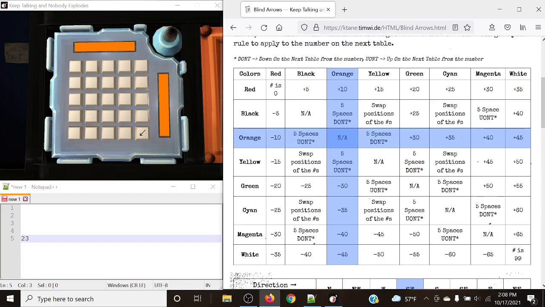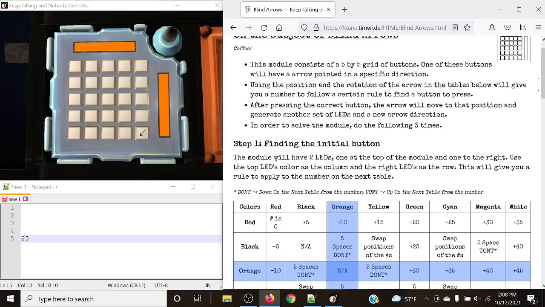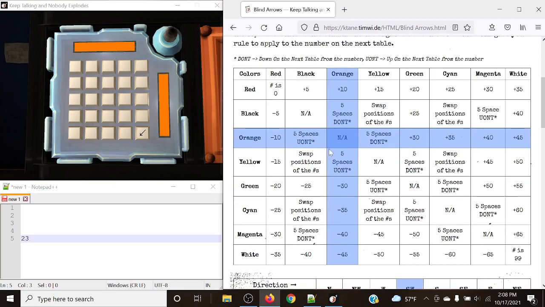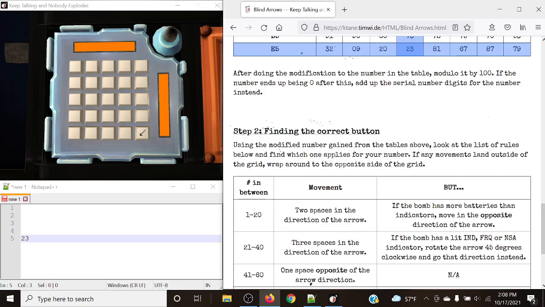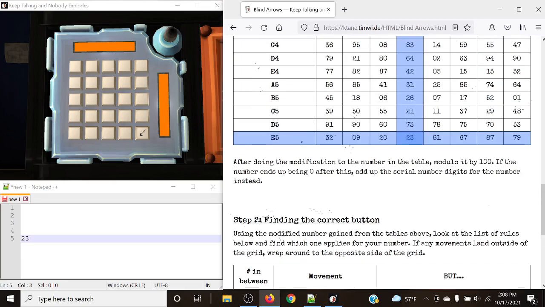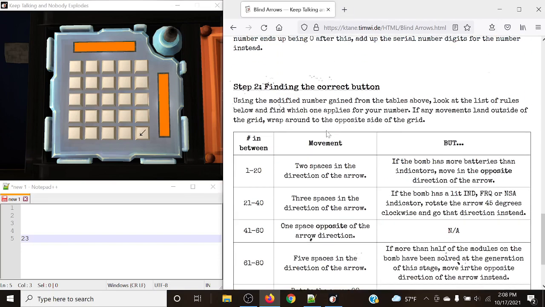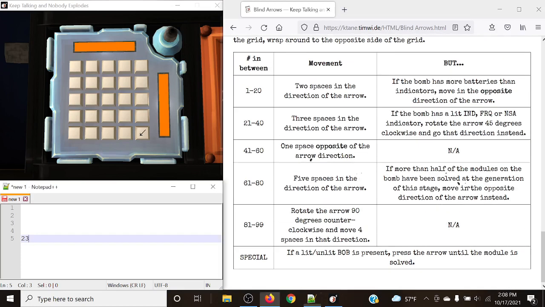Now, normally we would apply some sort of special rule to that number. However, in this case, since it's orange, there is no rule to apply. Going down here, if we happen to get a modification that is below 0 or above 100, we're going to modulo it by 100, and if it's 0, we're going to add the serial number digits for the number instead. For the second part of this module, we need to figure out what range this number is in. In this case, that number is between 21 and 40.